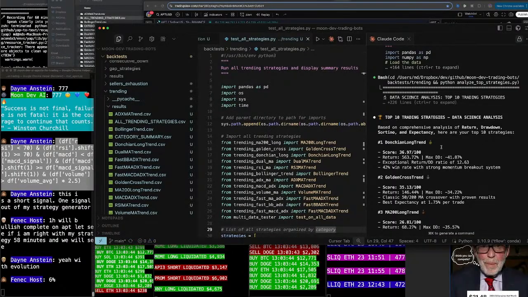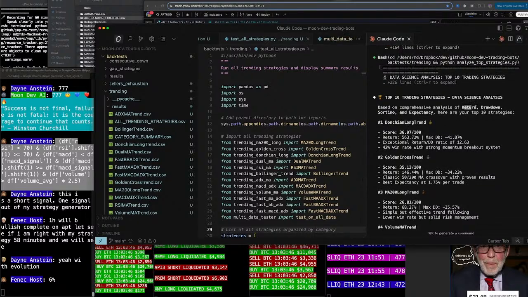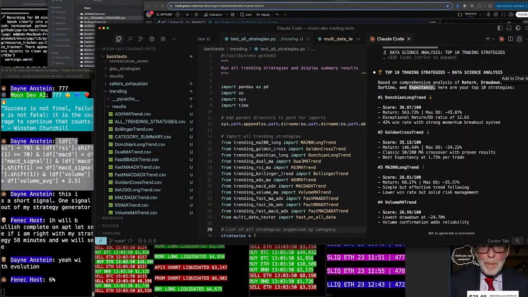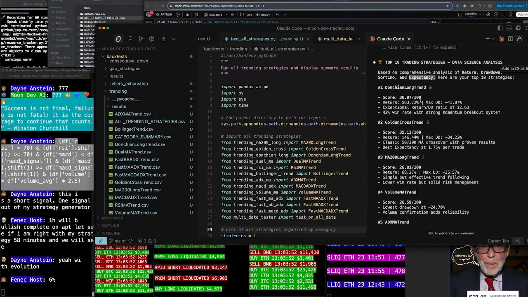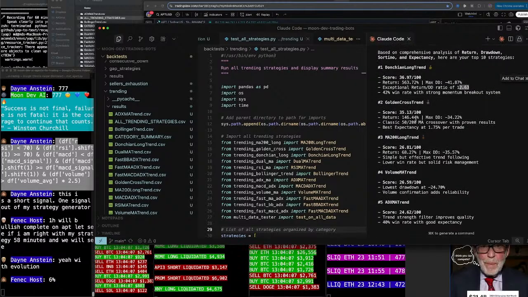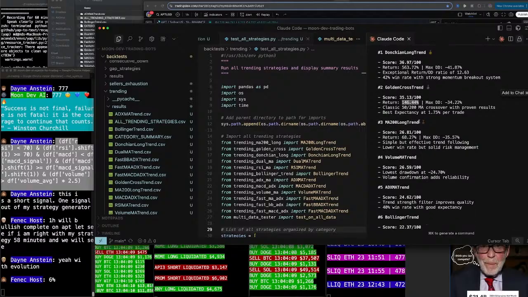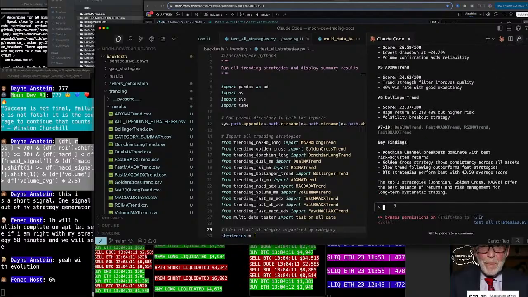Data science analysis. It went ahead and looked through the return, drawdown, Sortino, and expectancy. Here are your top 10 strategies. It's 36 out of 100. Donchian long trend: 563% return, drawdown negative 41. Exceptional return to drawdown, so 12x. Win rate 42. Cross trend, 146. Okay, I'll look at these in a second.